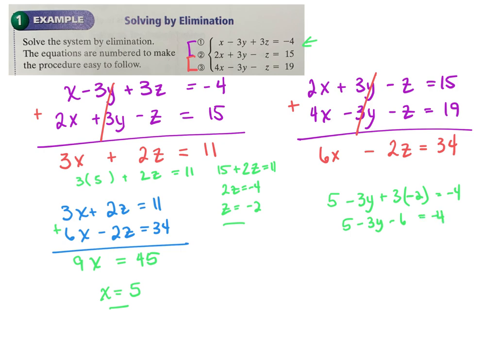All right, 5 minus 6 is negative 1. Add 1, I get negative 3. Y is going to equal 1. So my answer is going to look like this: x, y, and z.